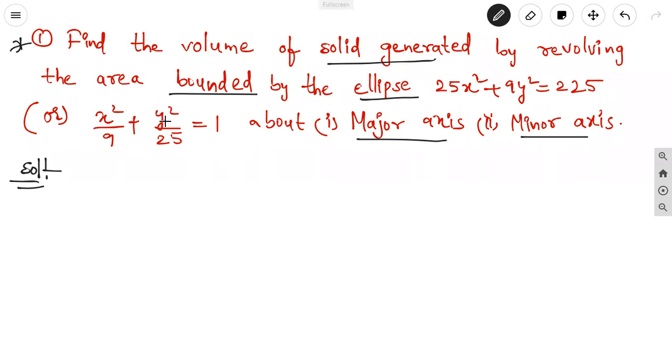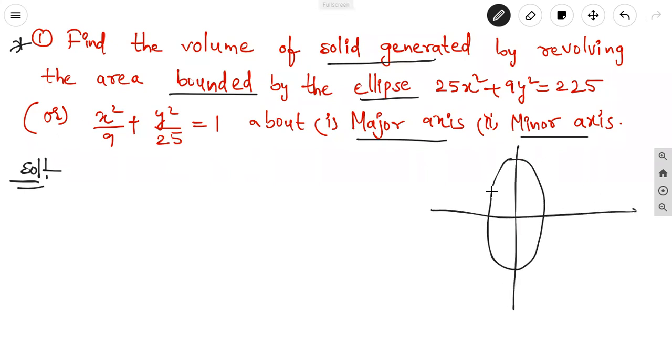First, we can take y²/25. So here the major axis is the y-axis of the ellipse, and the minor axis is the x-axis. Why? Because of the lengths: 5 comma 0 and minus 5 comma 0 for the major axis. When we take x equal to 0, the y values are plus or minus 5.